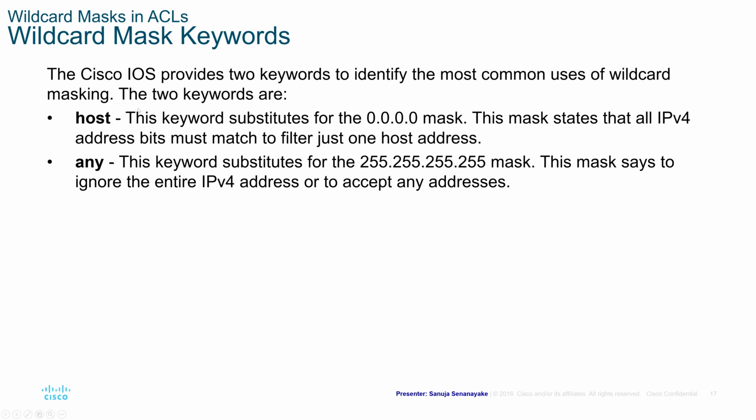So if you use the keyword host in your ACL entry in your Cisco IOS, basically what that is telling the device is that the 0.0.0.0 mask is entered, and this states that all IPv4 address bits must be matched to filter just one host address. The other keyword is the any. The any keyword is a substitute for the 255.255.255.255 mask, and this mask says to ignore the entire IPv4 address or to accept any addresses. So that's what the any keyword would do in a Cisco IOS device.